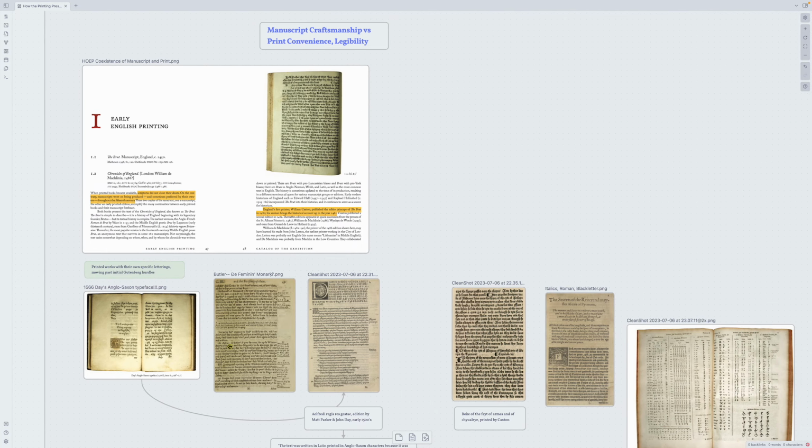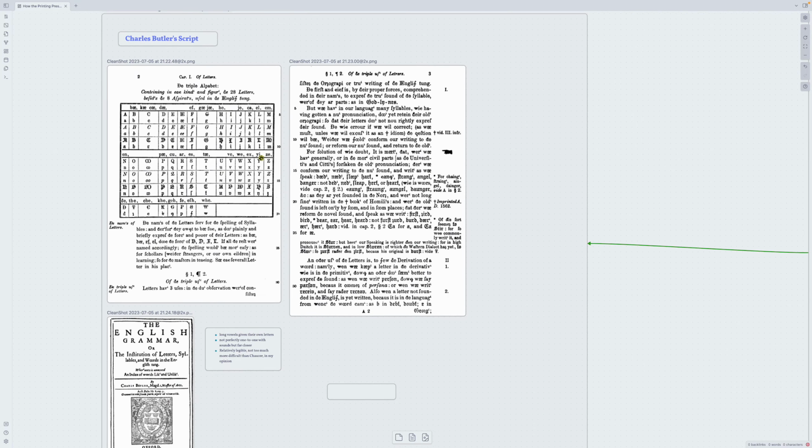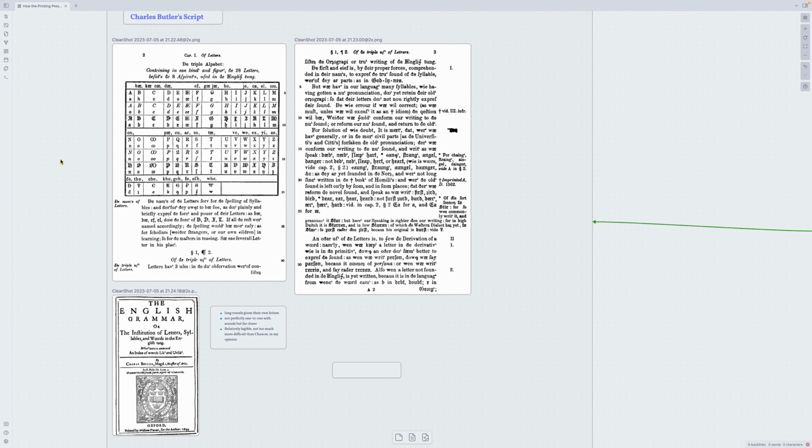The feminine monarchy. Oh, here we go. So Charles Butler made basically a reformist script that was trying to address a lot of these issues at the time of English: the spelling not really matching, and the fact that a lot of letters were gone that he saw as unjustly gotten rid of.